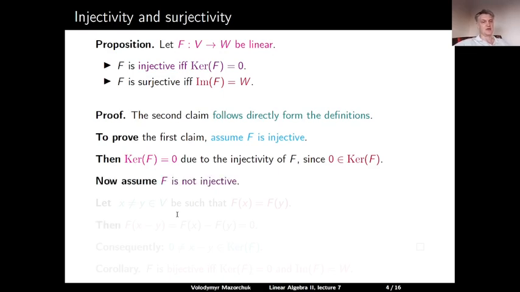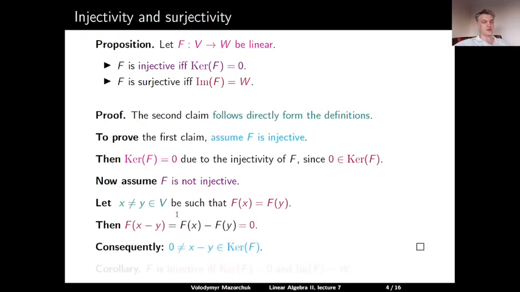Now let us assume that f is not injective. So this means that there exist two different elements x and y in V, such that f of x is equal to f of y. Let us then compute the image under f of the difference x minus y. Due to the linearity of f, this is equal to f of x minus f of y. But f of x is equal to f of y, so the difference between these two vectors is 0.